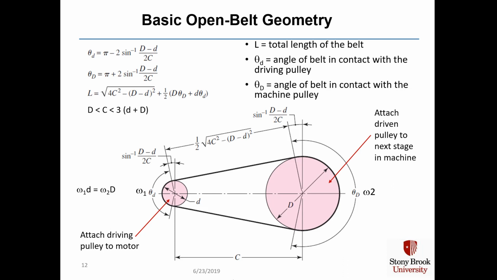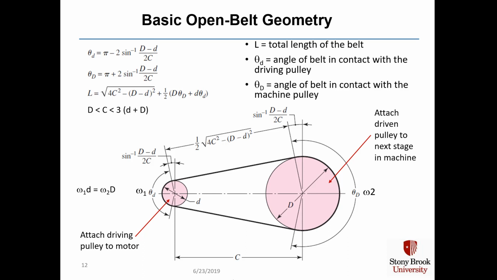This is the basic open belt geometry. The critical dimensions are the center distance between the pulleys, the overall length of the belt, what's called the angle of belt in contact with the driving pulley, theta sub small d, and theta sub large d, which is the angle of the belt in contact with the machine pulley. The formulas for calculating all of these critical parameters are shown here on the slide.